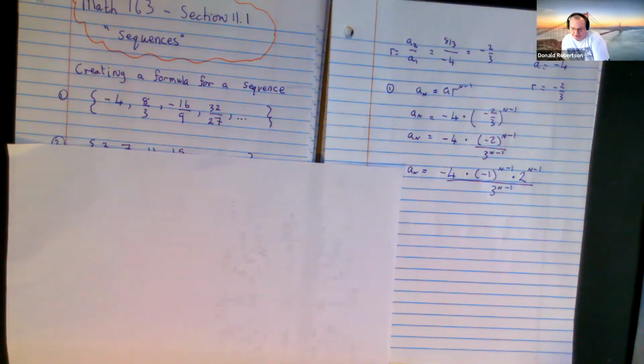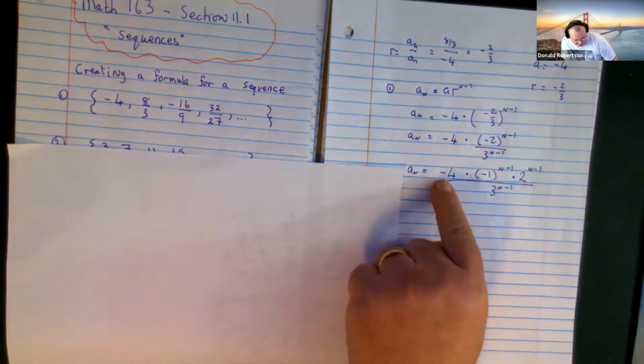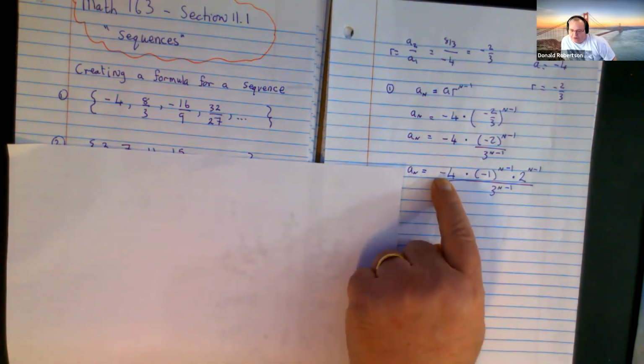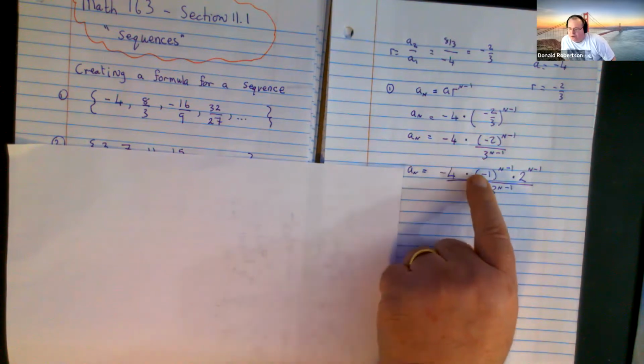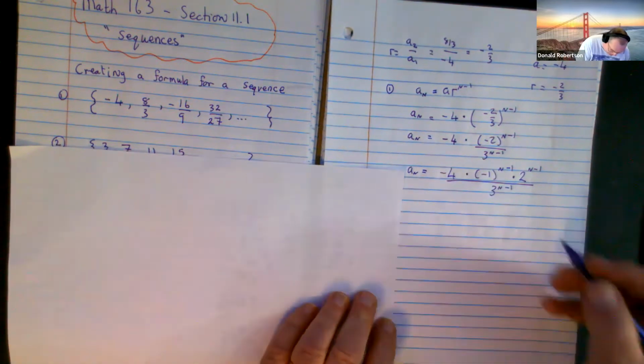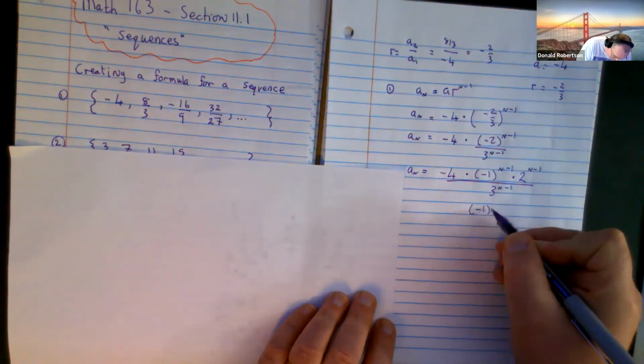Now it gets a little bit trickier here. That -4 is basically the same thing as -1 times 4. Agreed? That's just another way of looking at it. Then that -1 could join this power and get one more power. And so I get that.